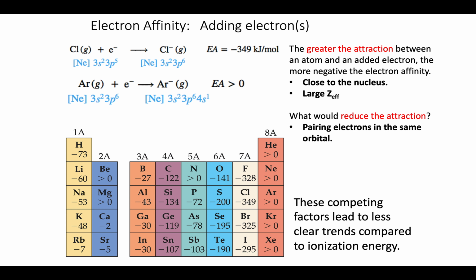Adding electrons, that's electron affinity. A negative value indicating it is exothermic is favorable, but we have examples where it's a positive value and it's unfavorable. Things that contribute to it being favorable and exothermic: when we add the electron, we would like it close to the nucleus and experience a large effective nuclear charge. What would reduce the attraction it experiences would be pairing a negative electron with another negative electron in the same orbital. Those competing factors make the trends here not as clear as what we saw with the ionization energy.